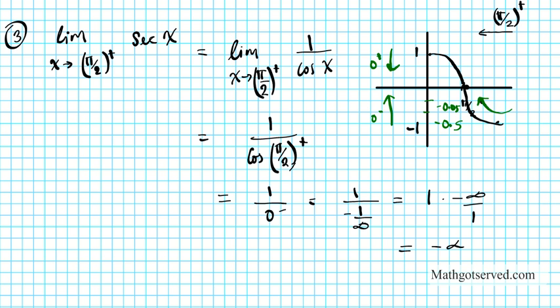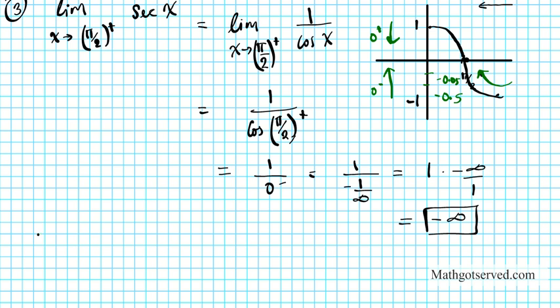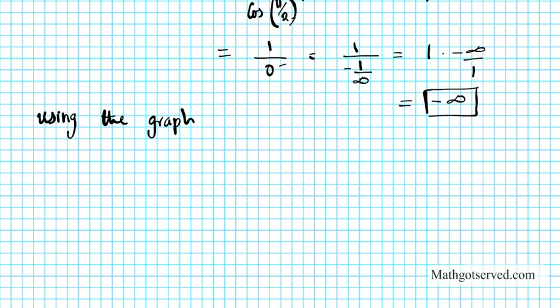The final answer is negative infinity, and there you have it, okay? Now let's take a look at the graph of secant theta. It's a piece of cake to deal with using the graph, but it's a painful graph to sketch. That's why most people don't like to use it, but if you know what the graph looks like, it's a breeze. So let's sketch the graph of secant theta real quick, and then we're going to use that to determine what the limit is, alright?